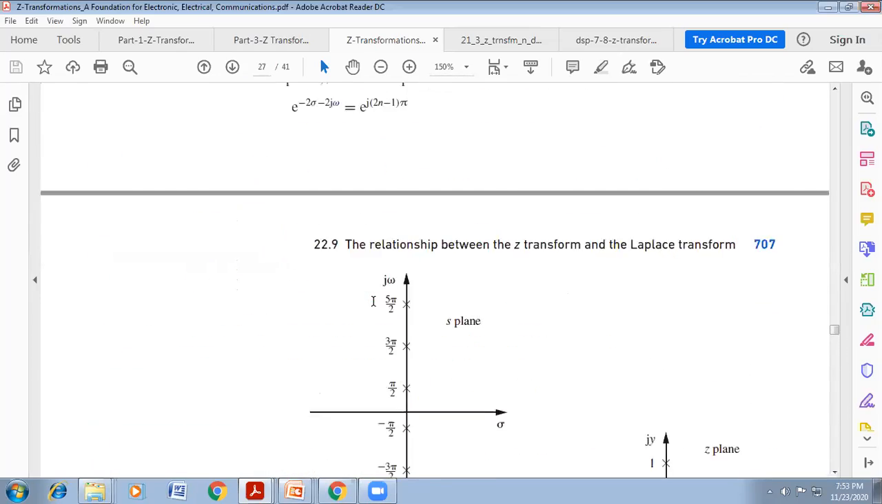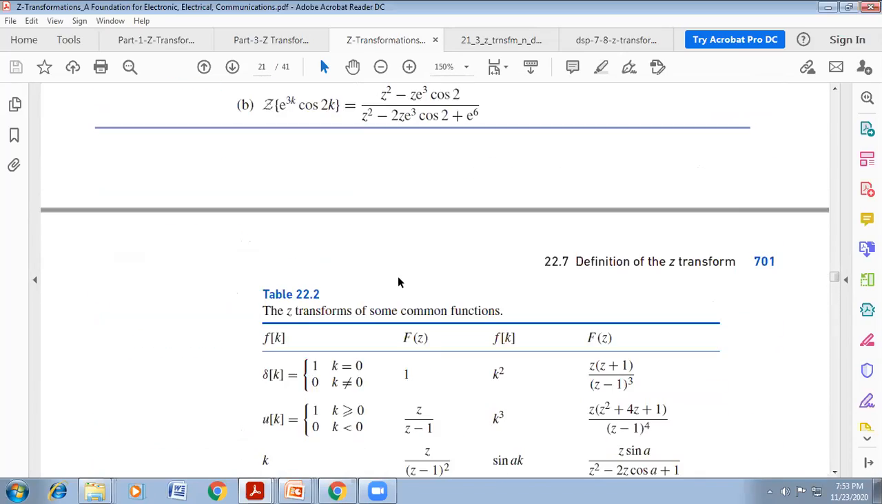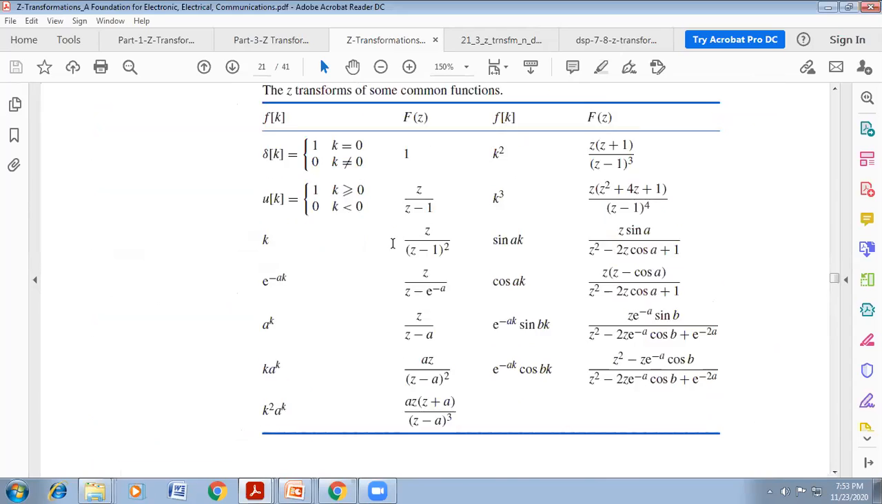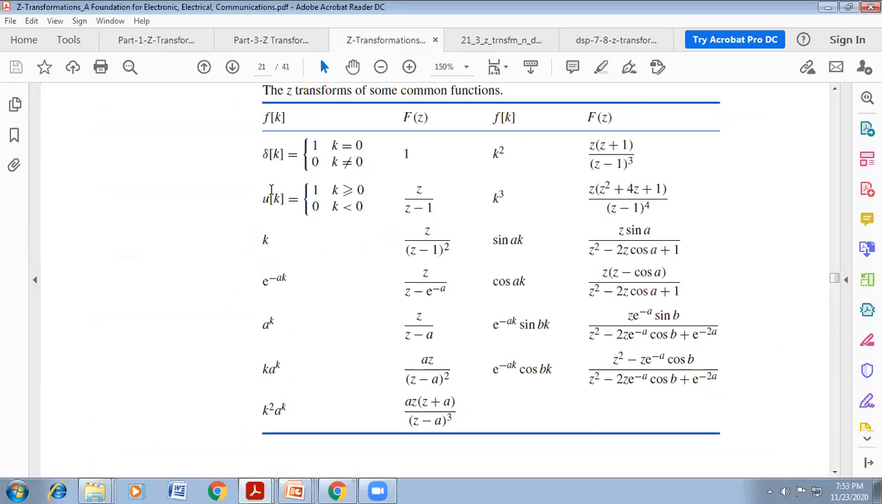What was the 22-point table? The Z transformation table, this table. This is the transformation of k into a^k for the sequence f of k, right? F of z will be what? This. Okay, f of z will be this. So for this Z transformation, we can write the sequence like this.